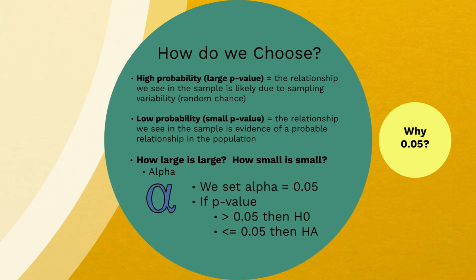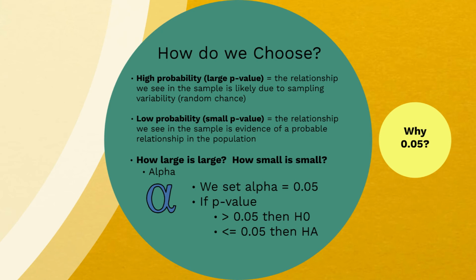We generally set alpha at 0.05, and if our p-value is greater than 0.05, then we'll stay with the null hypothesis of no relationship, no difference. If our p-value is less than or equal to 0.05, then we'll choose the alternative and say that we do have evidence of a difference or relationship.